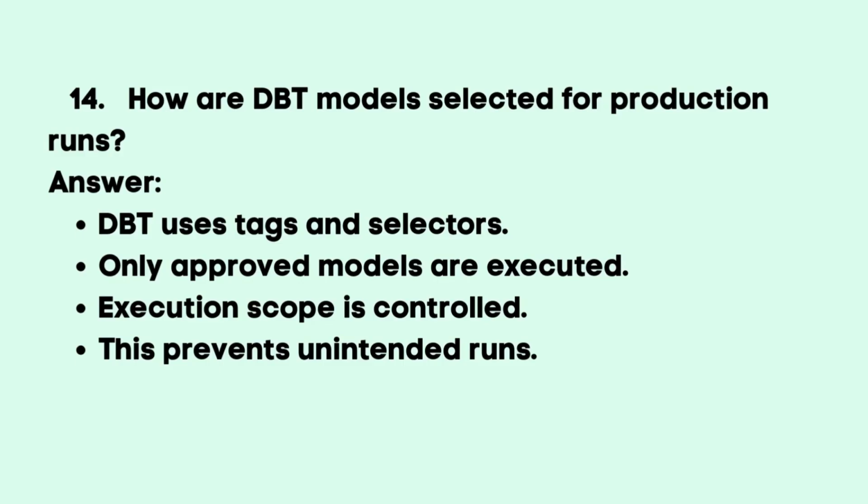How are DBT models selected for production runs? Answer: DBT uses tags and selectors. Only approved models are executed. Execution scope is controlled. This prevents unintended runs.